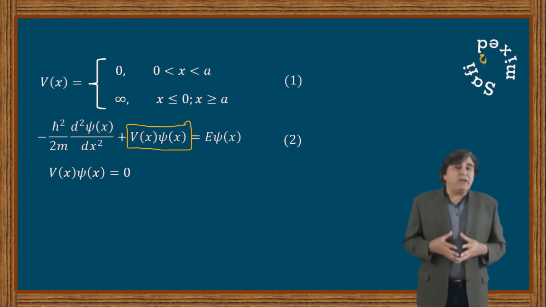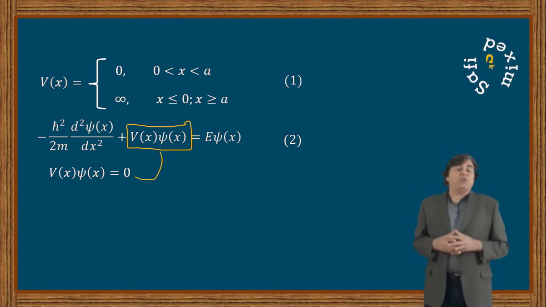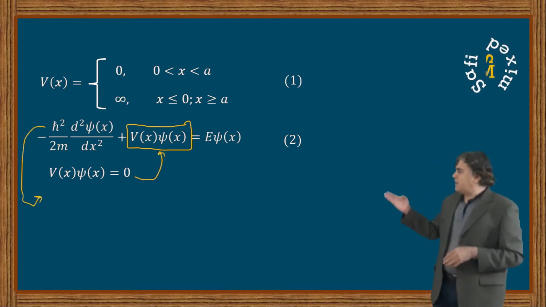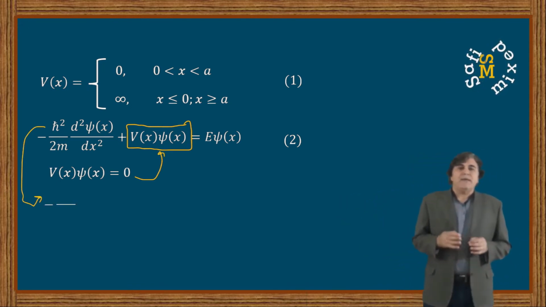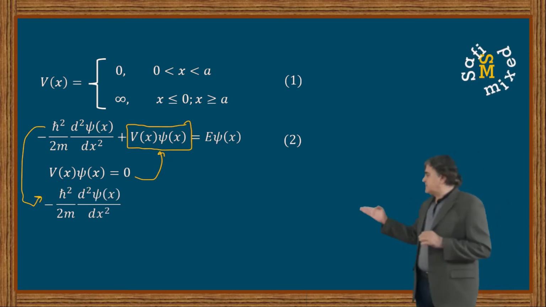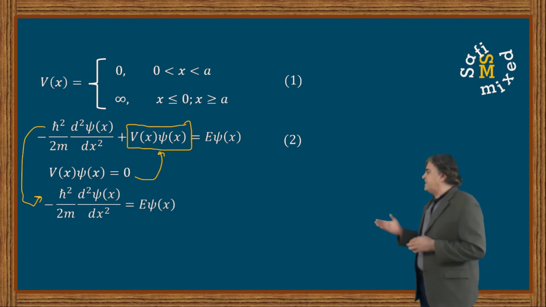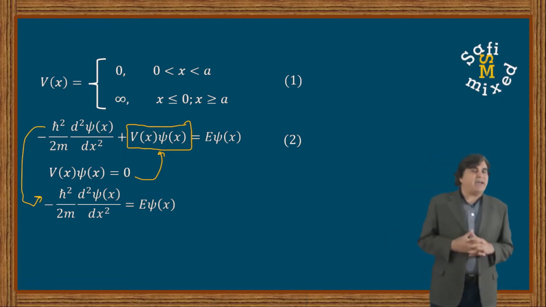Also, inside the well, as equation 1 dictates, V(x) equals 0. Therefore, setting the second part in the Schrodinger wave equation on the left equal to 0, the Schrodinger wave equation reduces to this simple form. That is, minus h bar squared divided by 2m times d squared psi(x) divided by dx squared equals E psi(x).